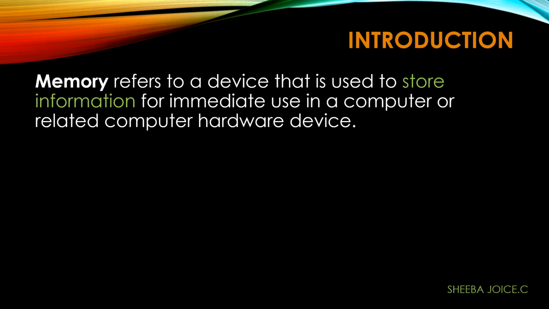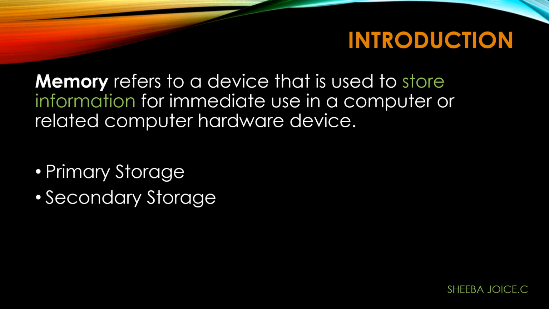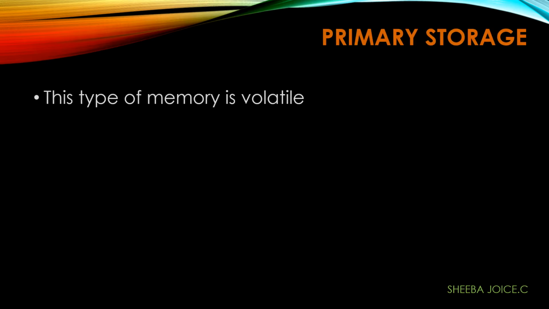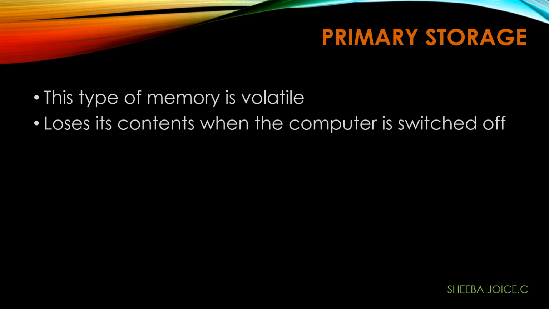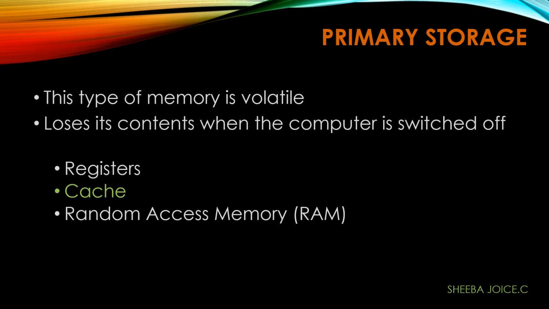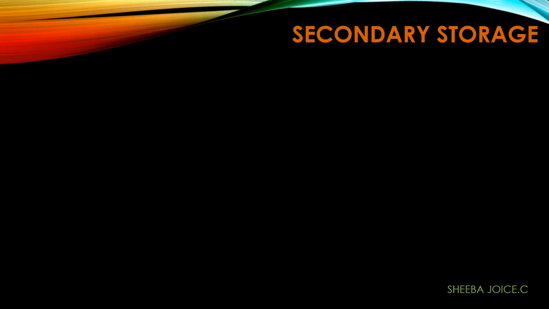Memory refers to a device that is used to store information for immediate use in a computer or related computer hardware device. It has got two types, namely primary storage and secondary storage. Primary storage is a type of memory which is volatile, which means it loses its contents when the computer is switched off. Registers, cache, random access memory and read-only memory belong to primary storage devices.